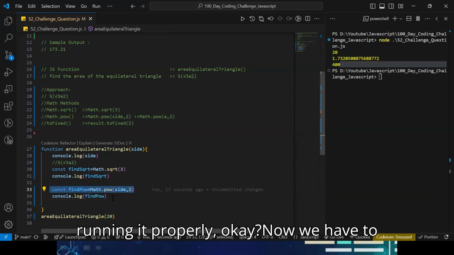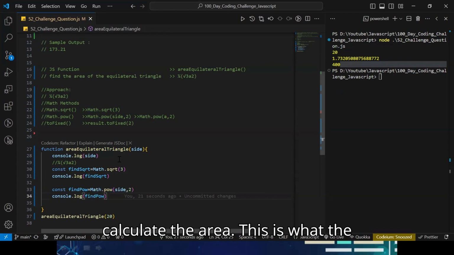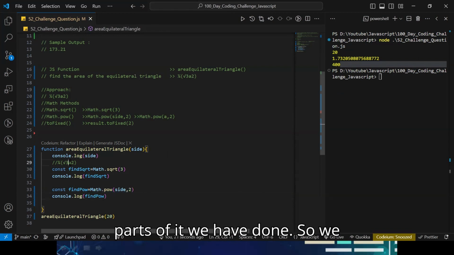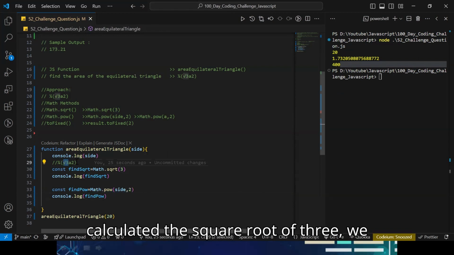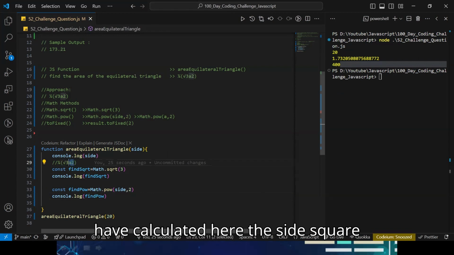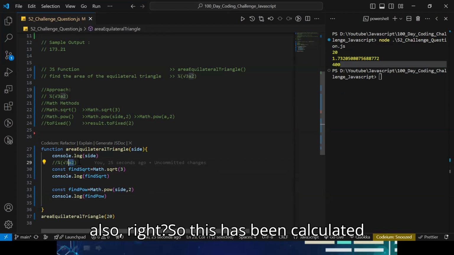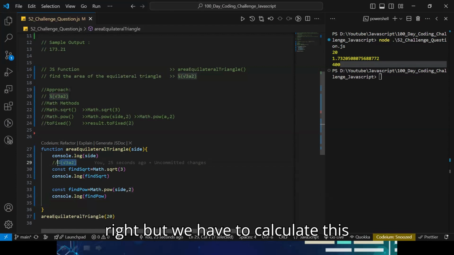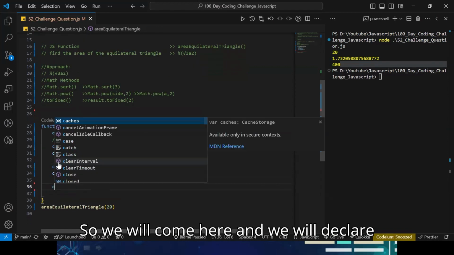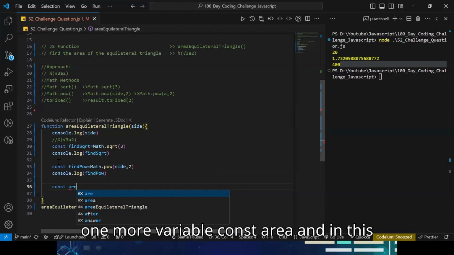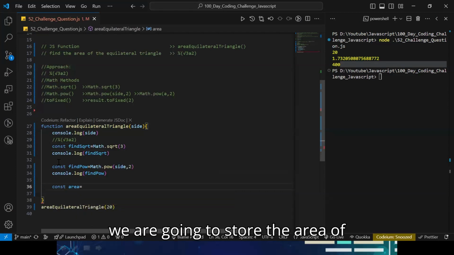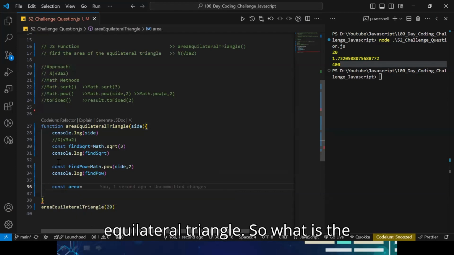Okay, now we have to calculate the area. These are the parts we have done. We calculated the square root of 3. We have calculated the side square also, right? So this too has been calculated. But we have to calculate this entire thing, right? So we will declare one more variable, const area, and in this we are going to store the area of the equilateral triangle.